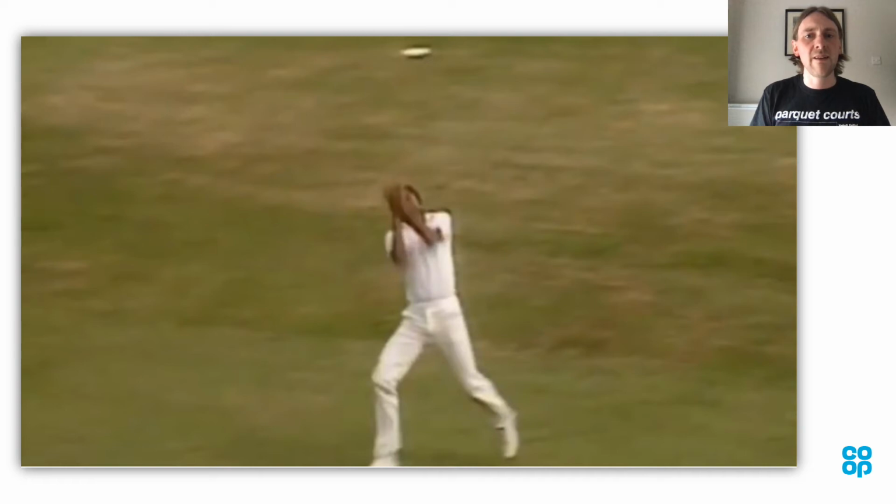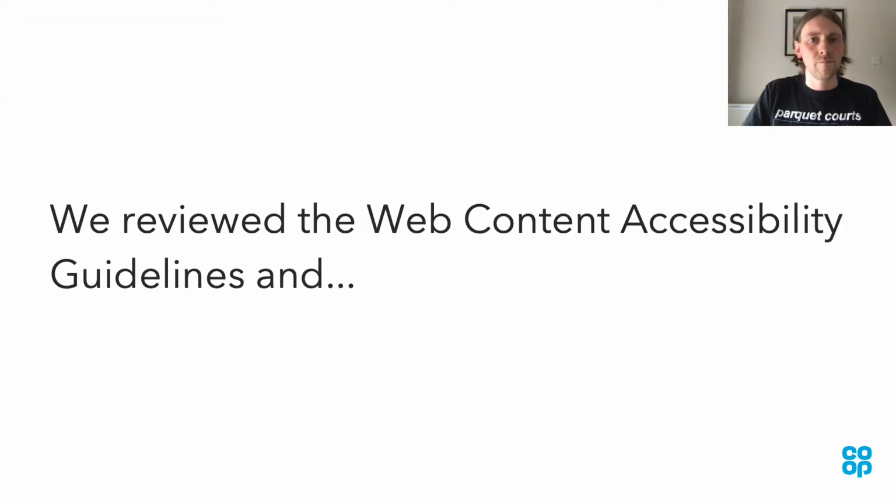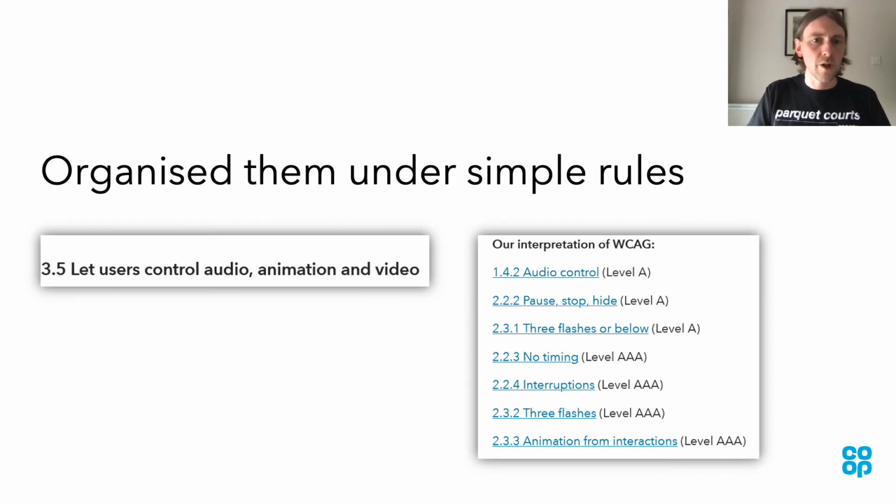And we didn't have anything like this really for accessibility, so we decided to see if we could make some simple rules around accessibility. We reviewed the web content accessibility guidelines and we organised them under simple rules. So our simple rule, let users control audio, animation and video, covers 7 WCAG guidelines. And you can see we've got audio control, pause, stop, hide, and loads more covered by just this one rule.